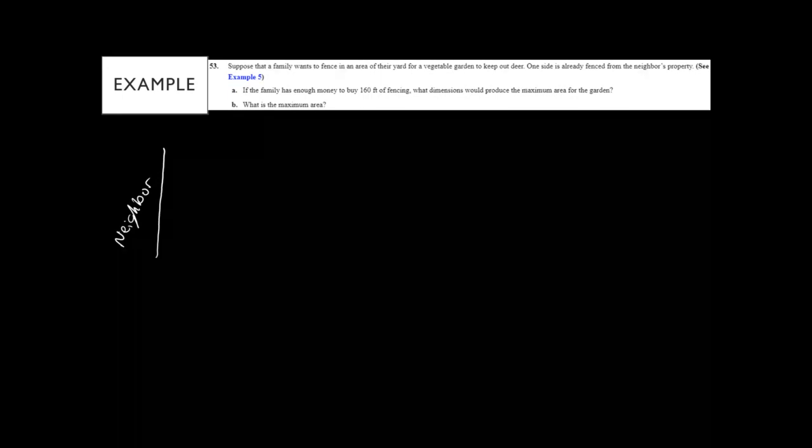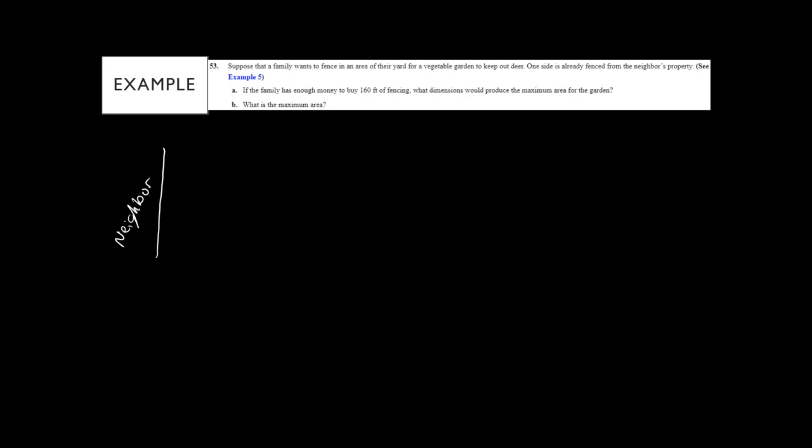So I'm going to just start by drawing a picture. And I'm just going to say, okay, let me just label it. That's the neighbor, their property there. So they want to have a fence, and we're going to have one side be the neighbor's property, probably an existing fence. And so we're looking for, if the family has enough money to buy 160 feet of fencing, what dimensions would produce the maximum area for the garden? So this might be something that you actually want to do. You want to maximize your gardening area.